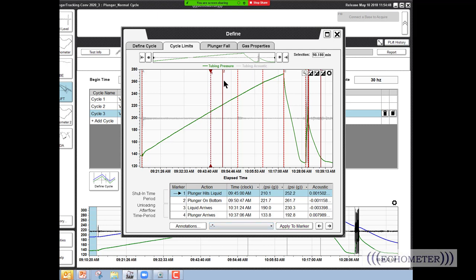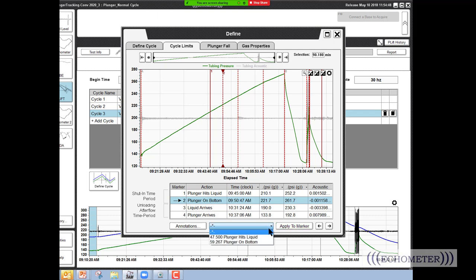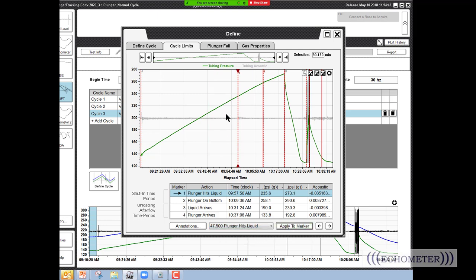Well, let's do this one first. Plunger on bottom is right there, and let's go pick plunger on bottom. So I'm going to go pick two and say plunger on bottom and apply to the marker. So if you annotate the cycle out in the field, you can use those annotations later on to identify those events back in the office. And so the next one is liquid arrives, and I'm going to put that one to liquid arrives right here, and then apply to marker.